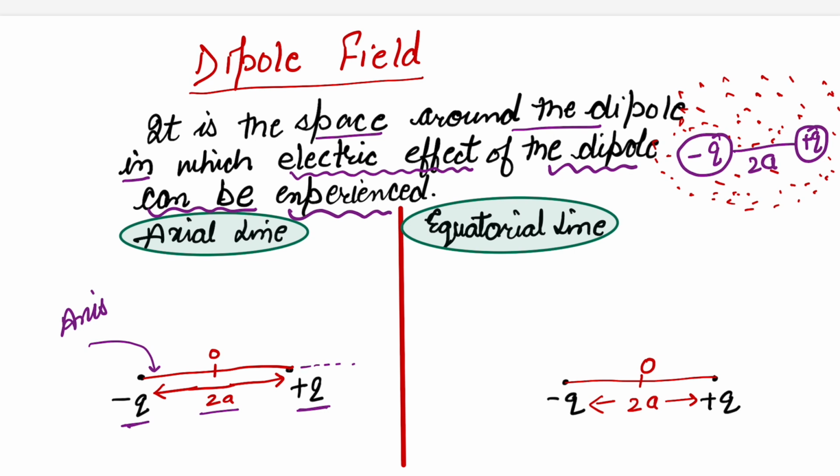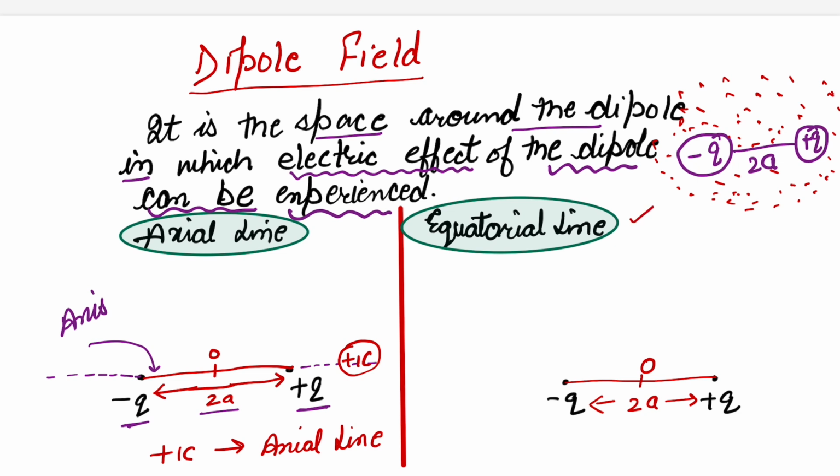If you extend this line and place any test charge, say plus 1 coulomb, on this line, then this plus 1 coulomb charge lies on the axial line of the dipole. In simple words, the axial line is the line which is extended from the line which joins the charges minus Q and plus Q.